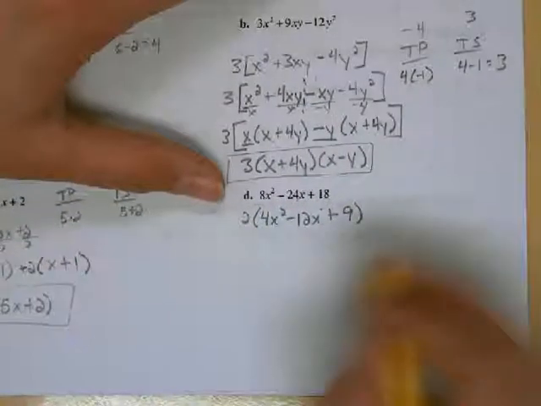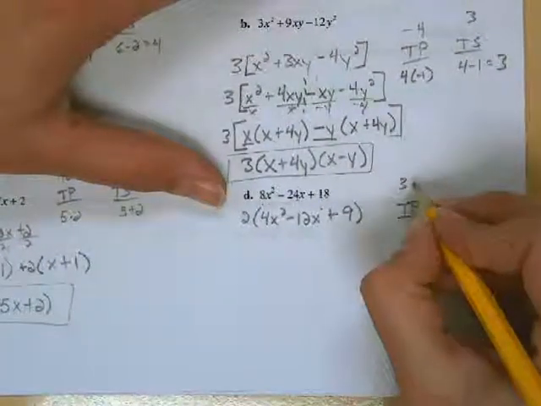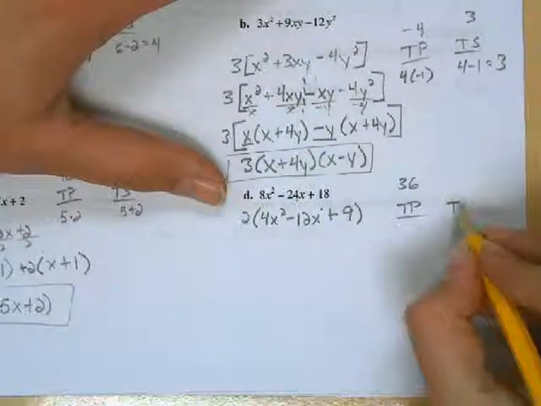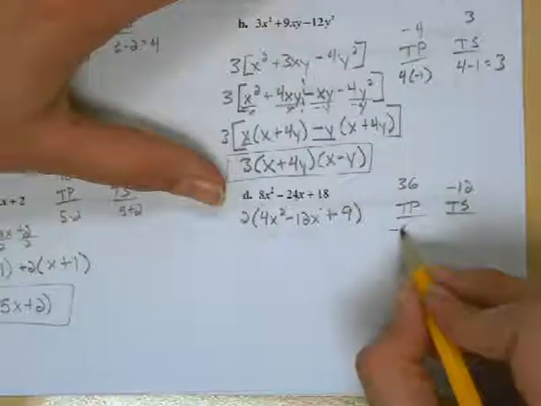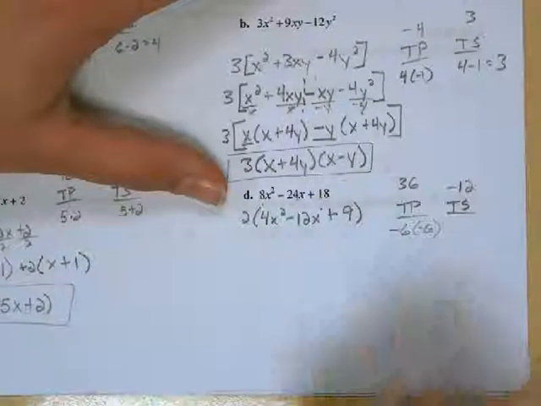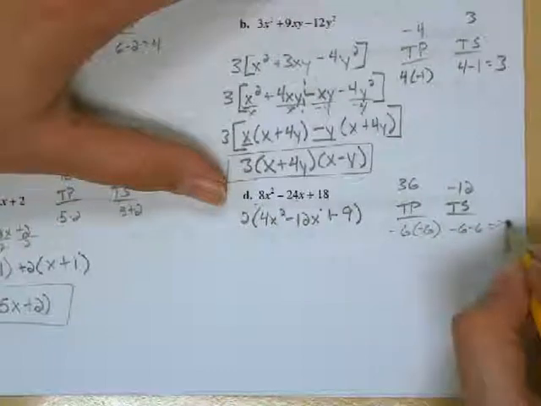So now we're going to target product, target sum. 4 times 9 is 36, much better than 8 times 18. Target sum is negative 12. So my two numbers here are going to be negative 6 and negative 6. They multiply to give me positive 36. Negative 6 minus 6 is equal to a negative 12. So that's my two numbers.